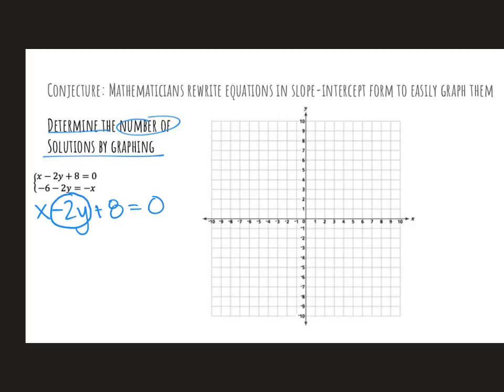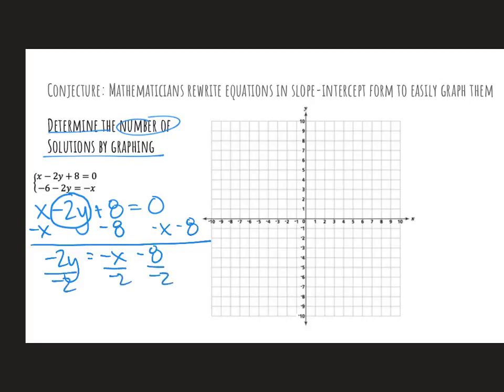So we subtract the x and we subtract the 8. Both sides, minus x minus 8. Bring down your -2y. Bring down your -x and your -8. Get this y by itself, so we're going to divide by -2. This leaves me with, there's a 1 here, remember? Negative divided by negative is positive, so I've got 1/2. Negative divided by negative is positive. I've got a 4. Let's go ahead and graph that now.